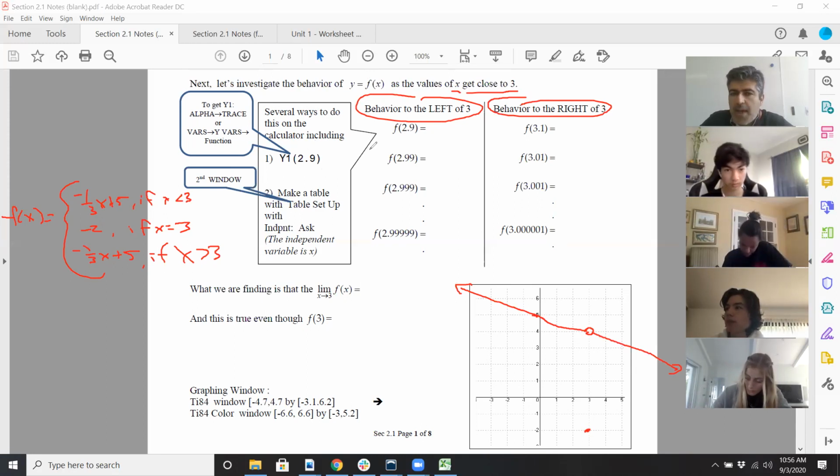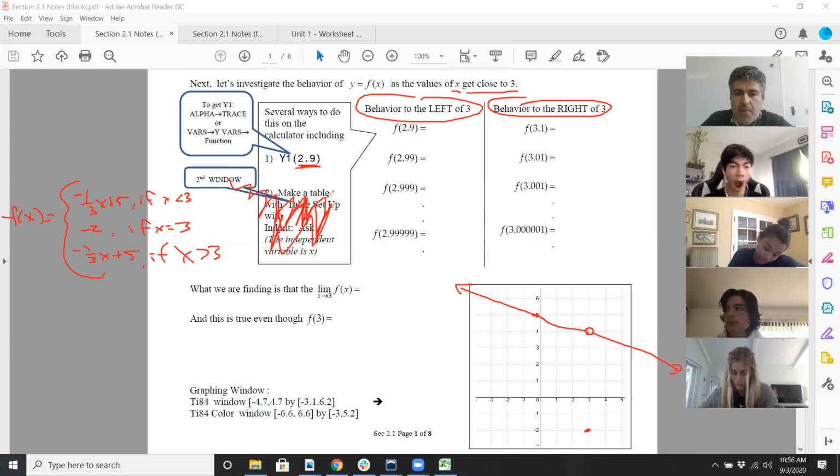There are two ways we can streamline this process in the calculator. One way is you can treat it like f of x notation. You could type in the x value and have y1 right next to it. Another way is you can make a table in the calculator. I'm going to cross this off because I think this is a little more painful. I like this a little better. In order to do this, there are a couple ways you can get there.